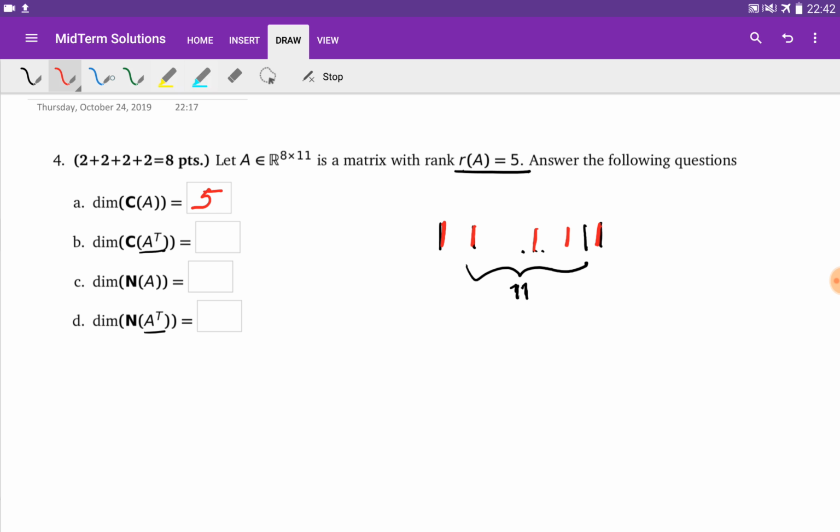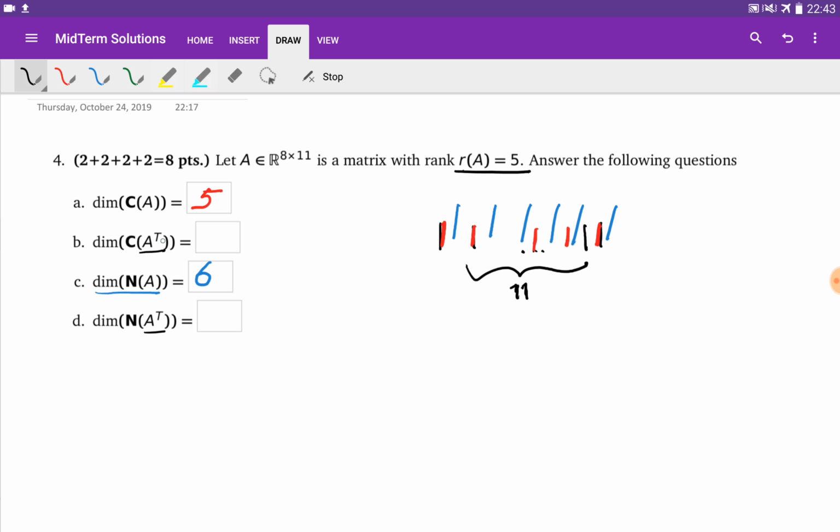And since there are 5 independent pivot columns, there are going to be 6 free columns, and the number of free columns tells you how many special solutions we have. Depending on how many special solutions we have, we can define the dimension of the null space. The null space is the span of the 6 special solutions, so that is why it's going to be equal to 6.